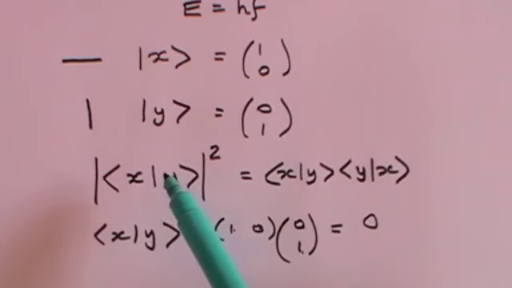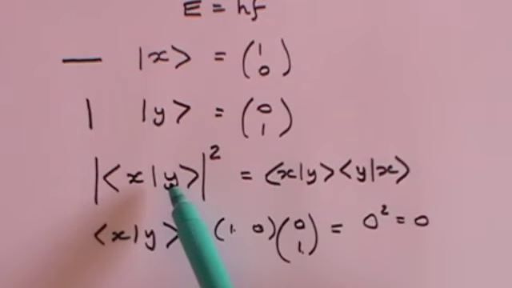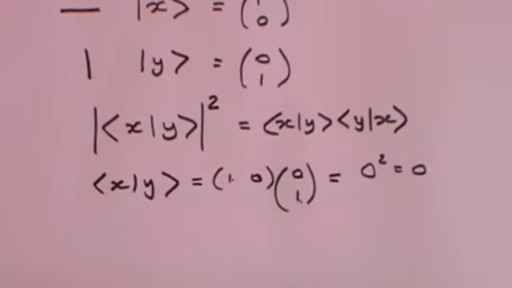And of course you now need to square it, so 0 squared is 0. So the probability of a photon prepared in the y axis, which is the vertical axis, going through a horizontal polarizer is 0. So far it works. Well, let's do a few more tests.